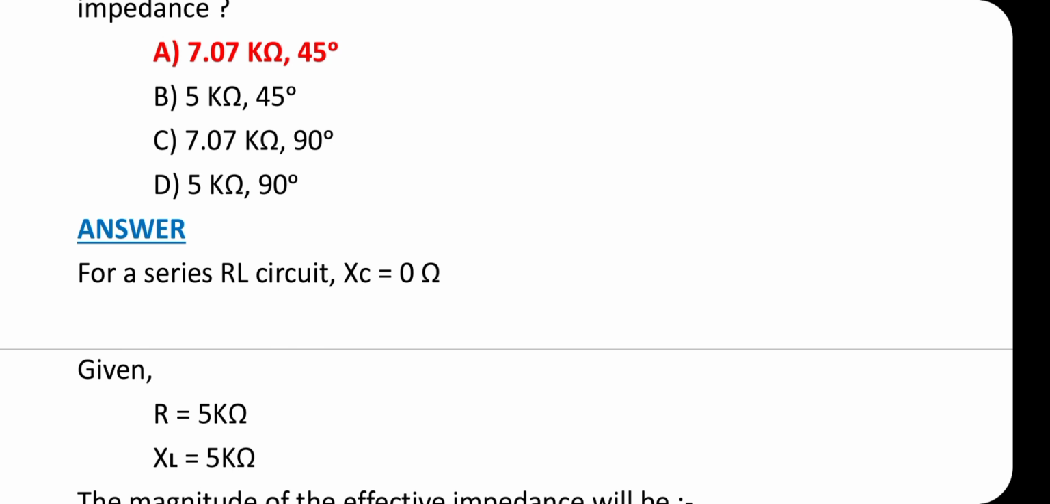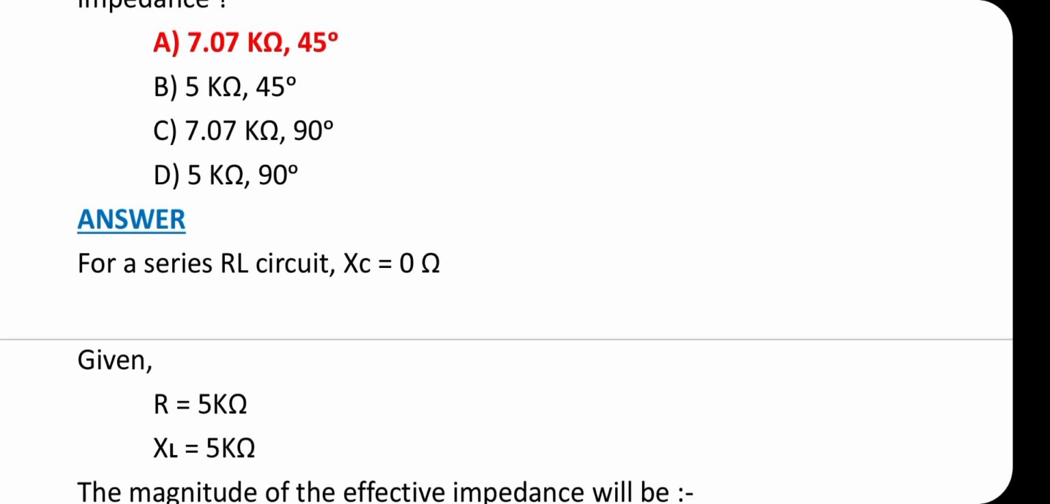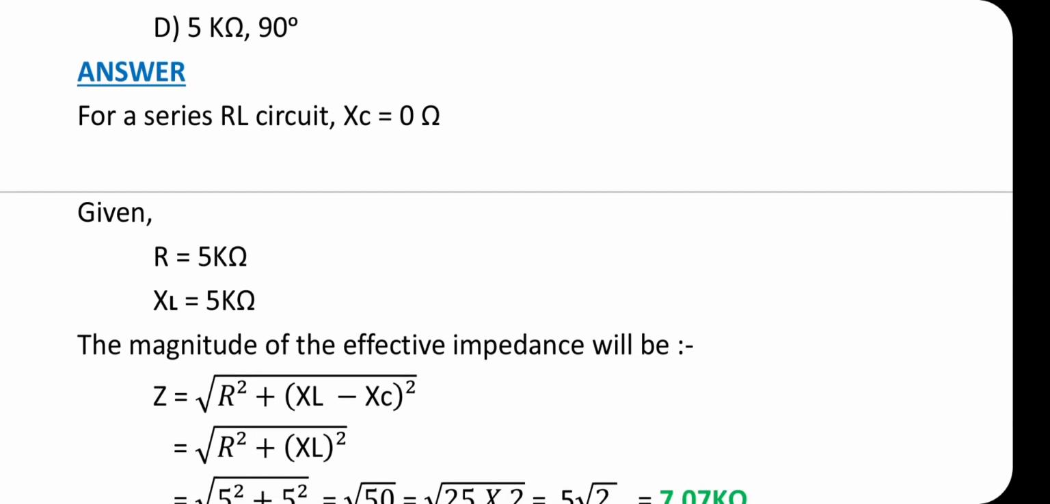For a given RLC circuit, the net or effective impedance is given by Z equal to R plus j(XL minus XC), where XL equal to inductive reactance and XC equal to capacitive reactance. The magnitude of the effective or net impedance is given by Z equal to root of R square plus (XL minus XC) whole square. Also, the phase angle of the effective impedance is given by phi equal to tan inverse of (XL minus XC) divided by R. Here, for a series RL circuit, XC equal to 0 ohms and given R equal to 5 kilo ohm and XL equal to 5 kilo ohm.